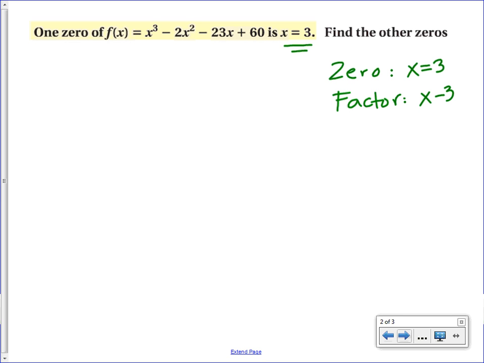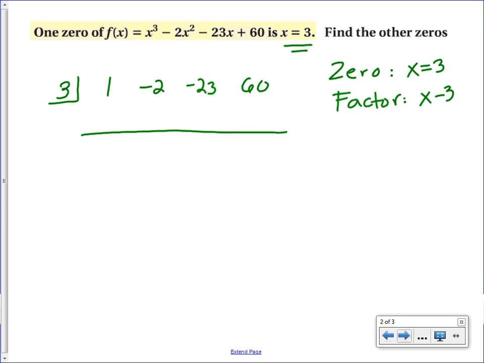So let's set up our synthetic division problem where the 0 is positive 3. Check your polynomial, make sure you have all your terms there, nothing is skipped over. And then bring down your coefficients. 1, -2, -23, and 60.